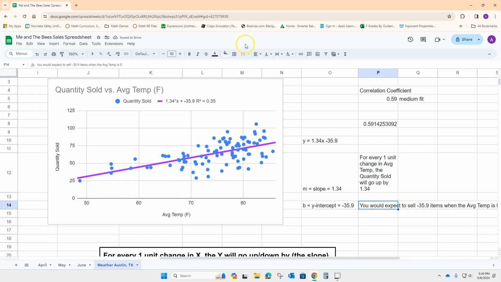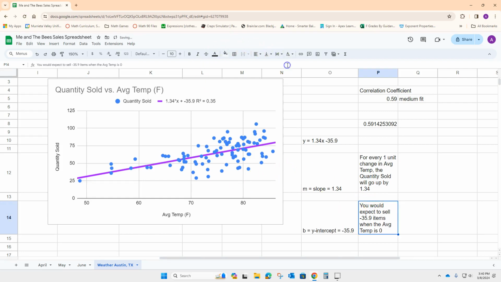Again, it's the expected y, whatever y is, in this case quantity sold, when the x, in this case temperature, equals 0. Now hopefully you're hearing that and thinking that that doesn't make a lot of sense. You can't sell a negative number of items, first of all, and also you're probably not having a lemonade stand when the average temperature is 0, right? If it's 0 degrees outside, it's unlikely you're going to have a lemonade stand.